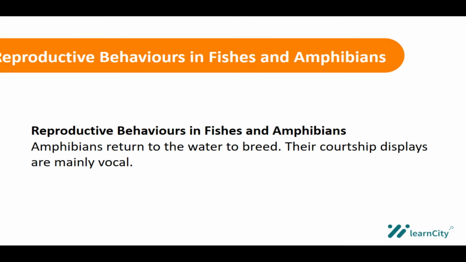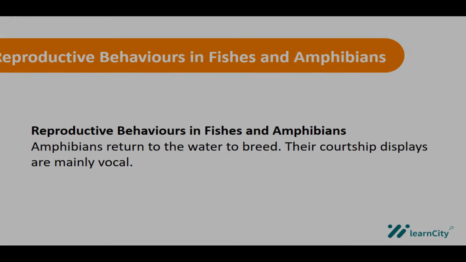Now, for the reproductive behavior of the amphibians, as we know, they can live on both land and water. They usually return to the water to breed. And the courtship displays of amphibians are mainly vocal. They have to do with sound.